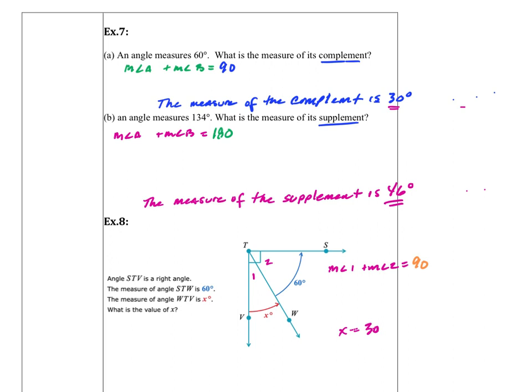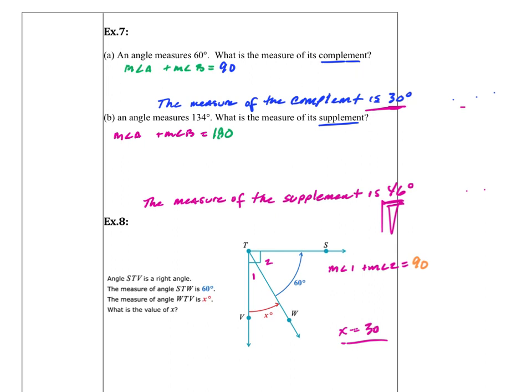Okay, here's your answers. On the first one, the complement is 30 degrees. On B, the measure of the supplement is 46 degrees. You could have set up saying measure of angle A plus 134 equals 180 degrees. And the last one, you would have said that the measure of angle 1 plus 60 degrees equals 90 degrees. So the measure of angle 1, or x, the value of x is 30 degrees. Okay, so that's the gist of that.